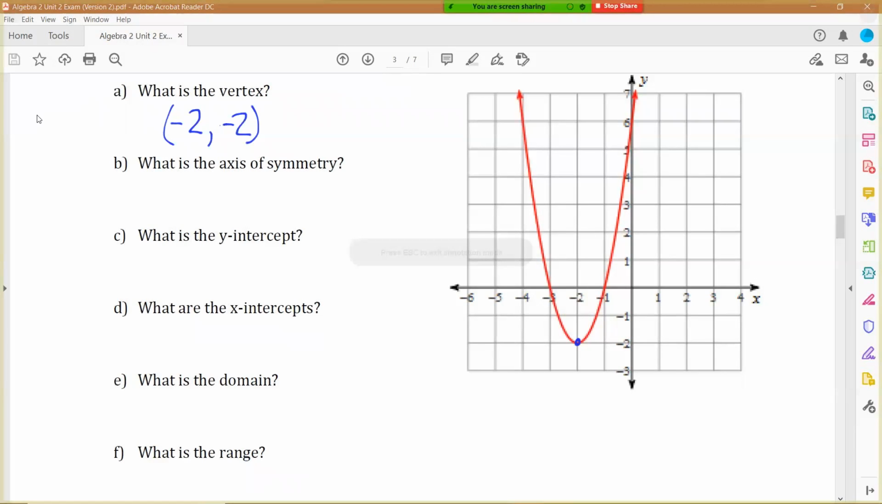Remember, start at the origin, you go however far left you need to go, and then however far down in this case. So -2, -2. Your axis of symmetry is always x equals, and then it's just the x coordinate of your vertex brought down, x equals -2.